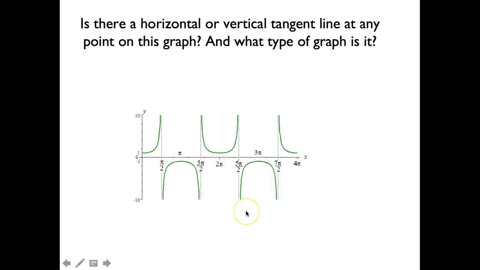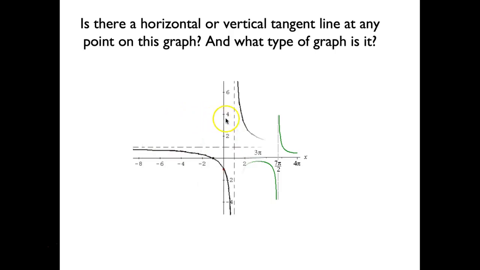Okay, is there a horizontal or vertical tangent line here? Yeah, there are horizontal tangent lines right here, and right here. That's where all the slopes are 0. And you have vertical tangent lines as well on this. And that was where all the vertical asymptotes were. Sorry, my thing got stuck, my little cursor.